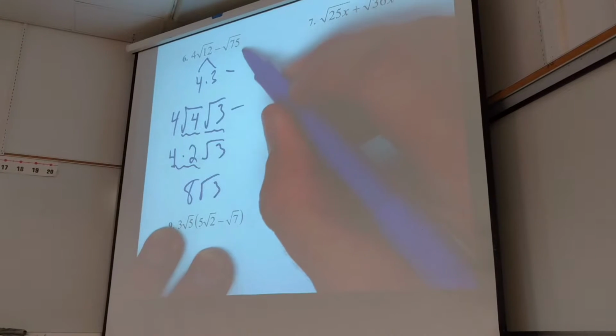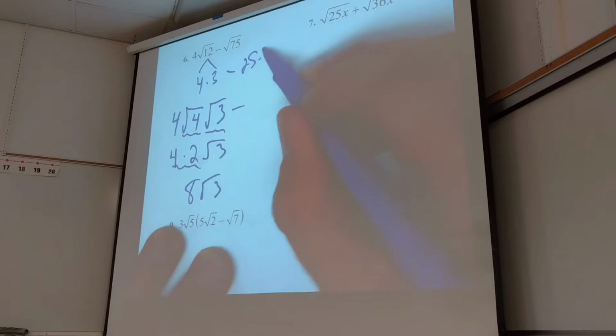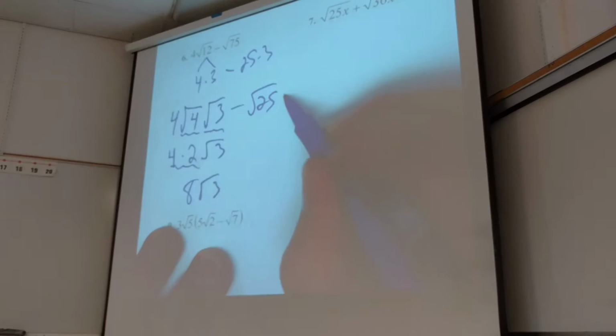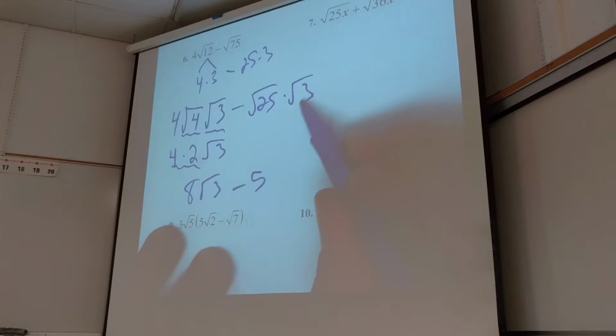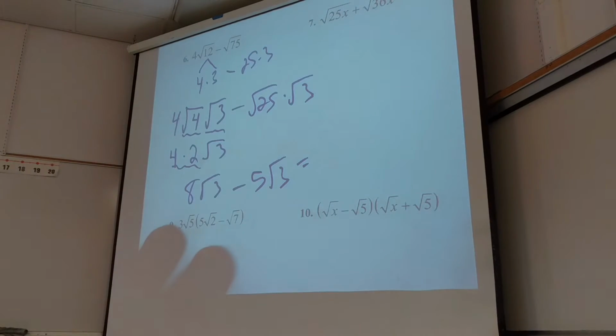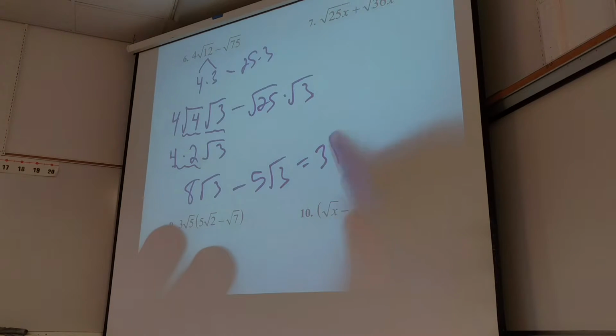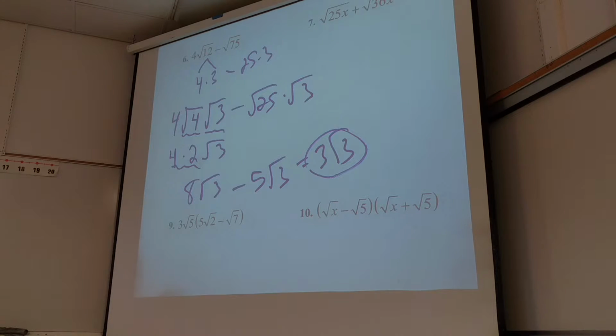Now what can I do with 75? 25 times 3. I like it. So I got the square root of 25, square root of 3. Square root of 25 is 5. So how many root 3's do I have? 3 root 3's. Alright.